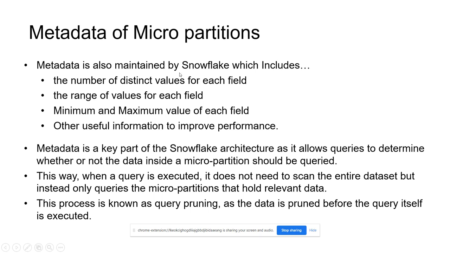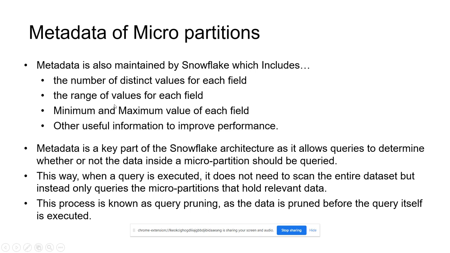Okay, number of distinct values for each field. Suppose we have a table with 10 fields. For each field it will store what the distinct values of that field are. Suppose we have a table with millions of records, and I have 100 distinct countries in that table. So those 100 distinct values will be stored as the metadata. So it is maintaining the distinct values of each and every field.